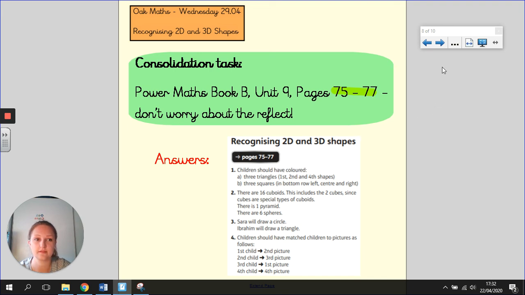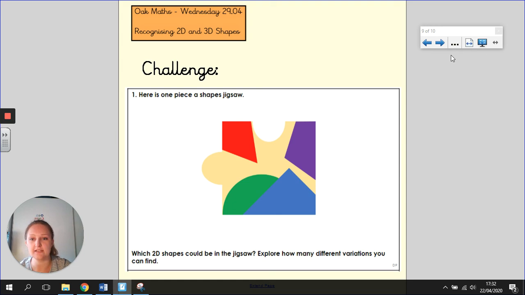Okay, your challenge. Here is one piece of a shapes jigsaw. You can see that 2 other pieces need to attach to this jigsaw piece. It's a good old corner piece of that jigsaw, possibly. Which 2D shapes could be in the jigsaw? So have a look at the small segments of the 2D shapes you can see. Maybe use your word mat to help you. Which different 2D shapes could be in this jigsaw? Explore how many different variations, so different options, you can find.